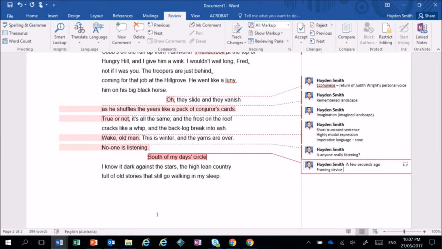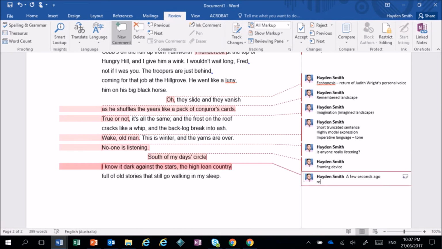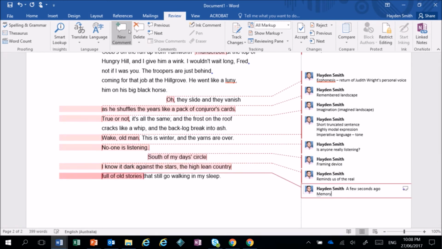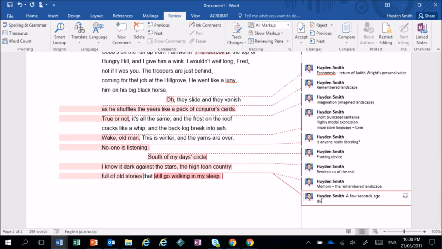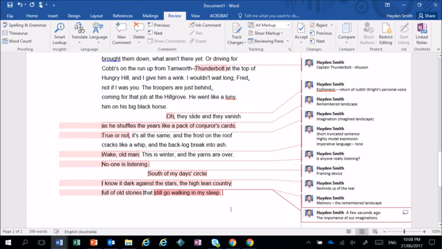I know it's dark against the stars, the highland country. So here I think reminds us of the real. It reminds us of the real elements of our landscape, the darkness of night, the stars, the highland country. It also tells us then that our memories play a big role. And the last one there, still go walking in my sleep, I think also shows the importance of our imaginations. So I think it's that final nexus between the three, that final connection between the real, the remembered, and the imagined, that make this poem quite unique.